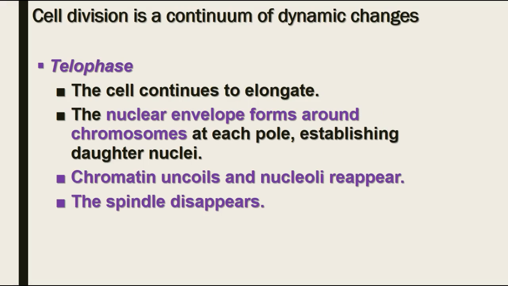form. The nuclear envelope starts to form around the chromosomes. The chromosomes start to uncoil. The nucleoli reappear, and the spindle goes away. And usually about the same time cytokinesis gets started.